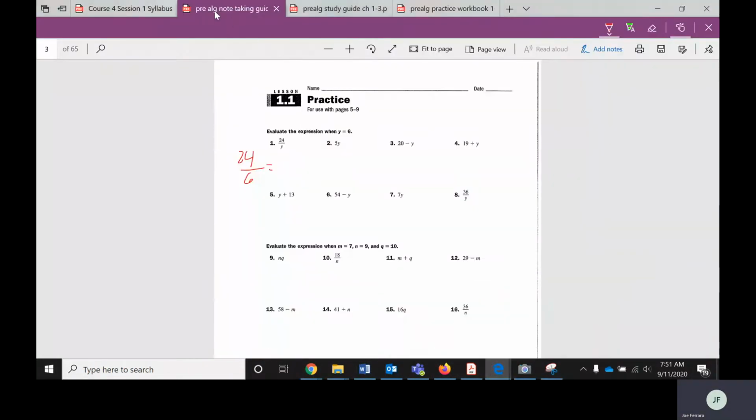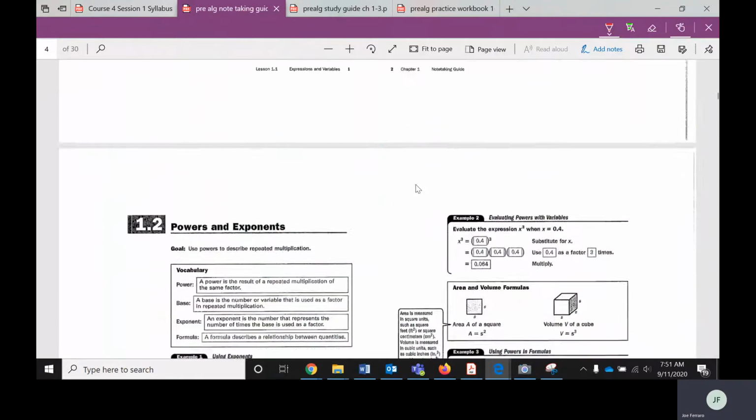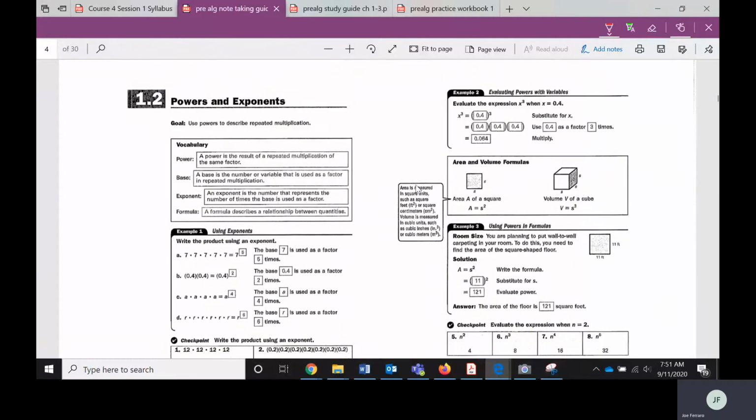So we will be in the note-taking guide. If you don't have that out, hit pause, go grab the note-taking guide. Again, this should be a topic a lot of you have done before. It shouldn't be one that takes very long. We're looking at powers and exponents here. We'll just go through these words.